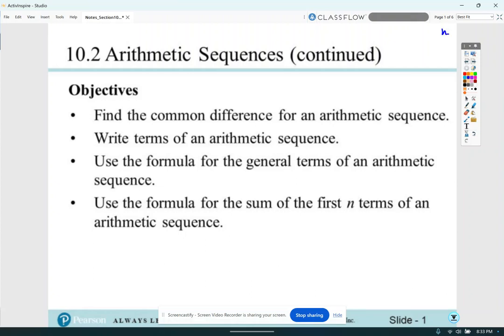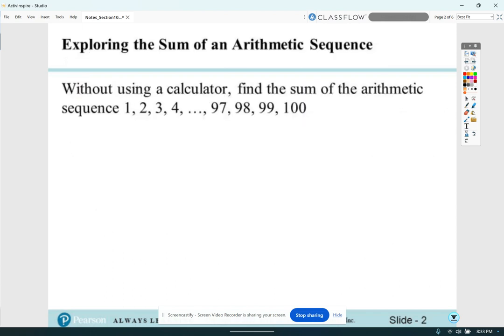All right, continuing on our notes for section 10.2, we're going to focus here on the last objective for this section, which is to use the formula for the sum of the first n terms of an arithmetic sequence. There's a famous story about the mathematician Gauss, who was asked to find the sum of the first 100 natural numbers, as they're called, without using a calculator.